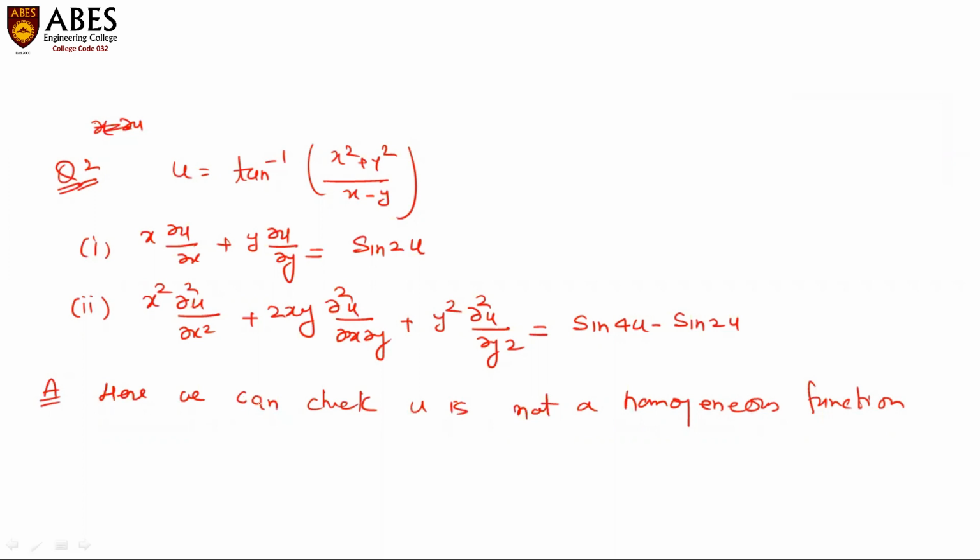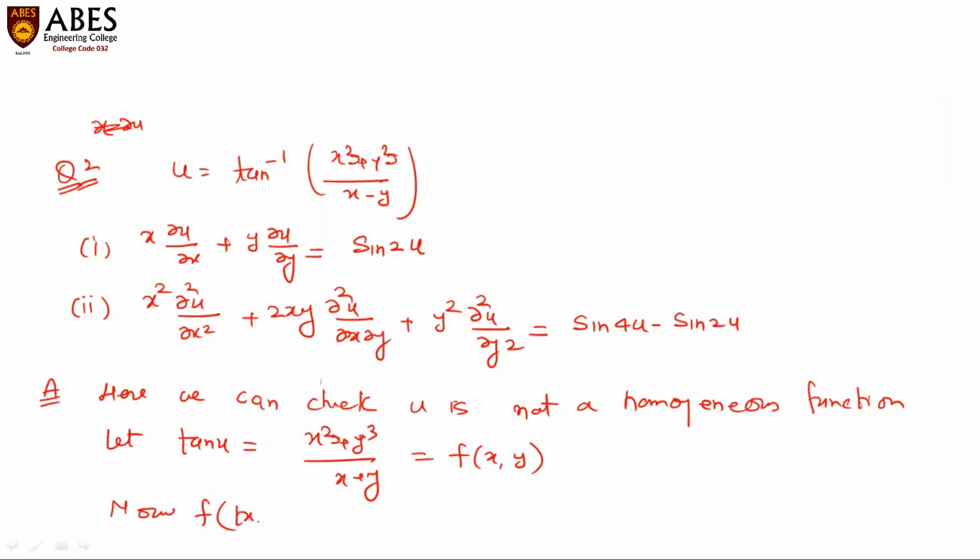Now we'll check. Let tan u equal to x square plus, sorry, here x cube plus y cube. So now tan u equal to x cube plus y cube divided by x plus y. So this is a function of x and y. Now we'll check whether f(x,y) is homogeneous or not. For this we'll apply the same procedure.